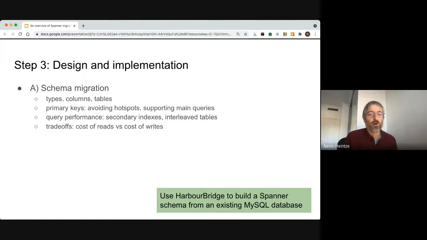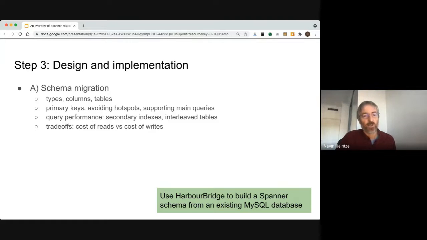Much of schema design is driven by query performance. So the role of secondary indexes is very critical. And Spanner provides some unique capabilities to optimize queries. So for example, using interleaved tables to control the layout of data between related tables. And this can provide significant query performance boosts for joins as well as for writes.